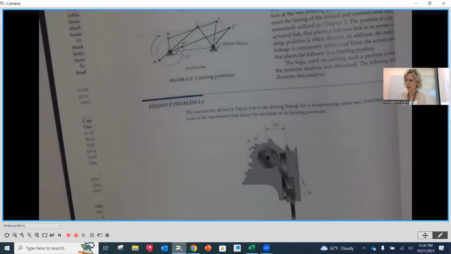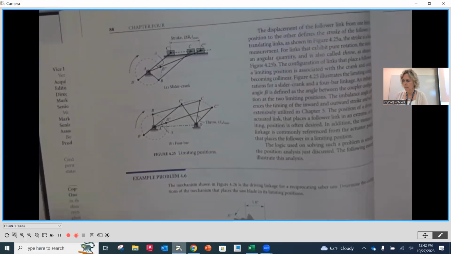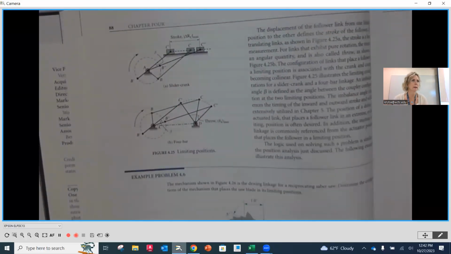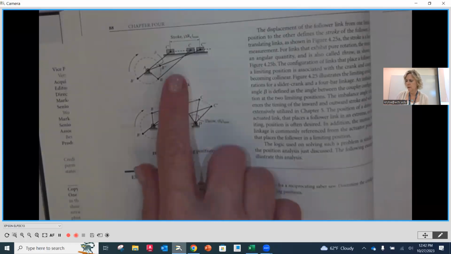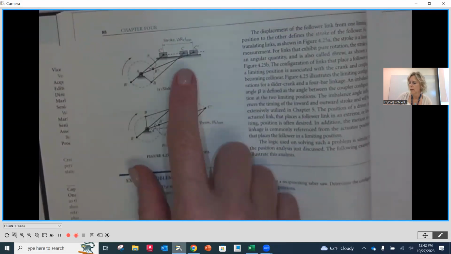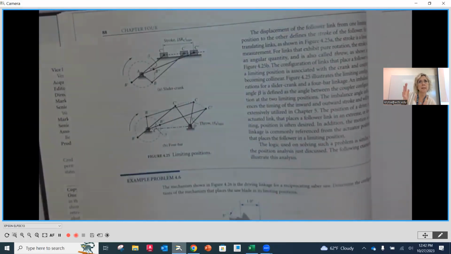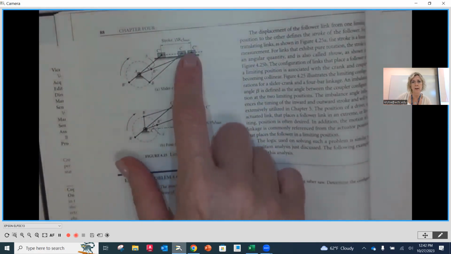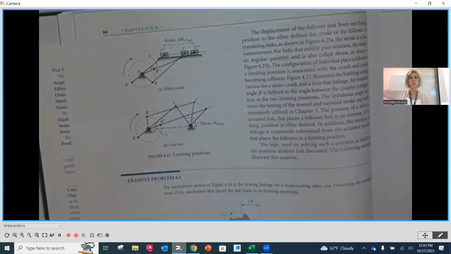When I go to page 88 here, we're going to see an example of each of these. At the top, we have a slider crank mechanism. You'll notice that as the crank rotates all the way around, we see how point C gets either closest or furthest away on that line of action. It's going to be linear because it's a slider. That's considered the stroke: the difference between the furthest and the closest. How far did we go? What's that total distance that it travels?